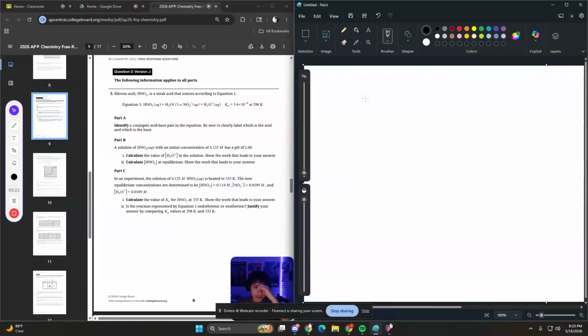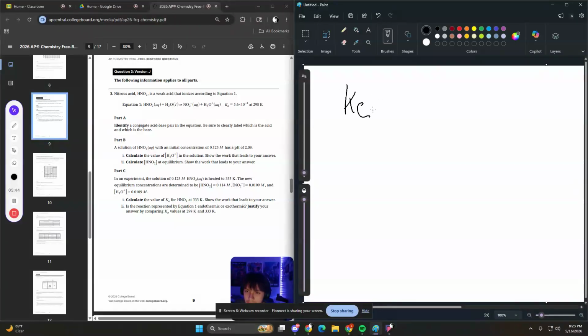Okay, so now for part C, in an experiment, the solution of 0.125 molar nitrous acid is heated to 333 Kelvin. The new equilibrium concentrations are determined. So we have our new concentrations. So calculate the Ka. So this is easy.